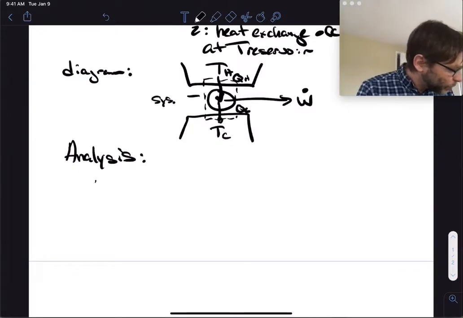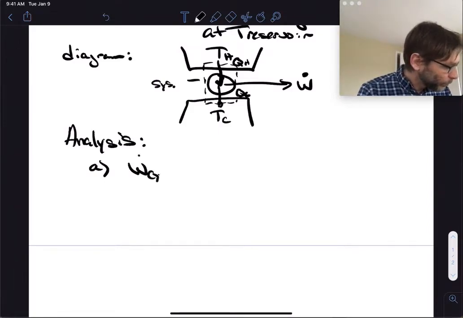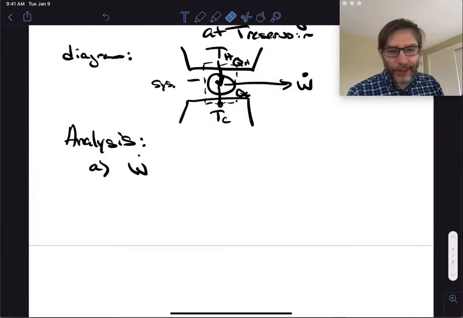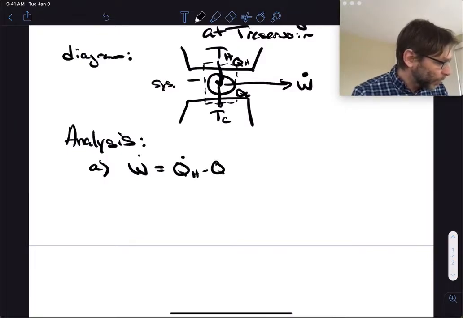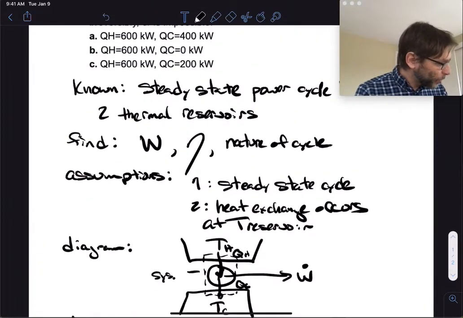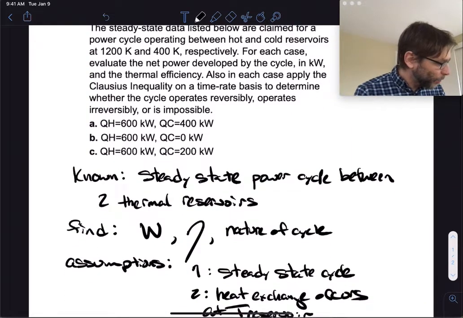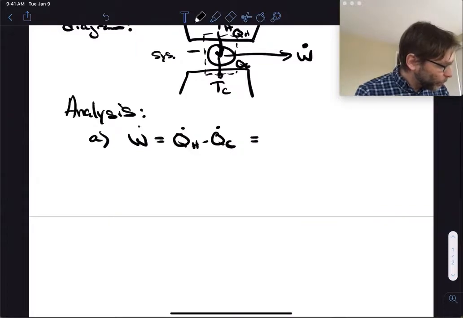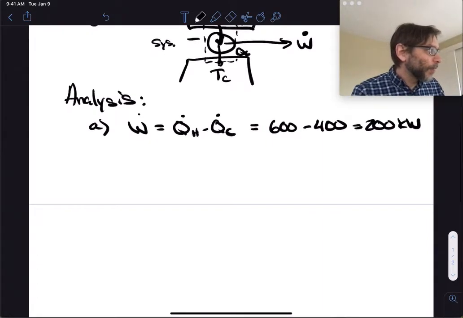So the analysis, let's just do A first. The work of the cycle. We're just going to call it W. Work is equal to Q dot H minus Q dot C. And do we have QH and QC? We do, right? Yes, 600 and 400. So it's equal to 600 minus 400, which is equal to 200 kilowatts. Okay, so we've got that.